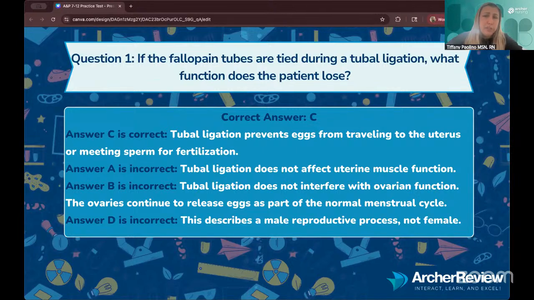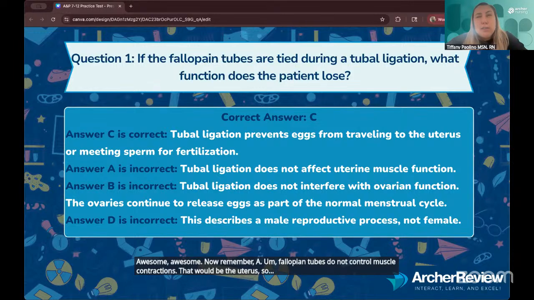So tubal ligation is also known as getting your tubes tied, if you've heard of this. These tubes allow the egg to leave the ovaries and travel to the uterus. This is also the site of fertilization. So absolutely correct. This prevents the egg from traveling and meeting the sperm for fertilization. Great job, you guys. Now remember, fallopian tubes do not control muscle contractions. That would be the uterus. The uterus controls all the contractions. That's why that one's wrong.